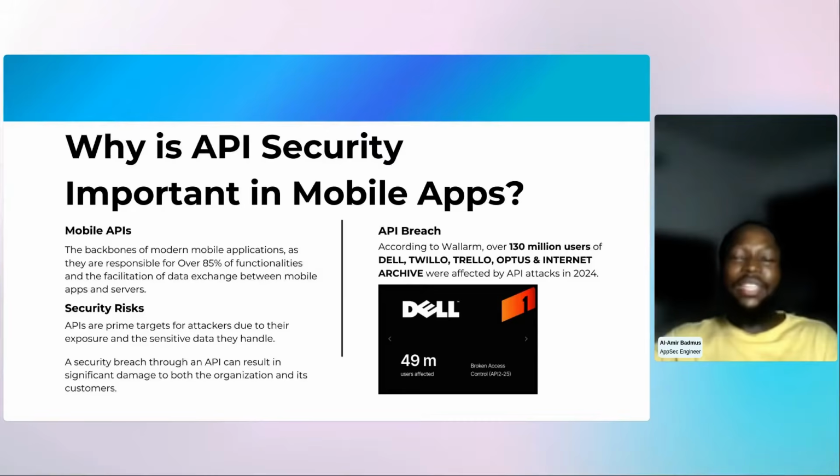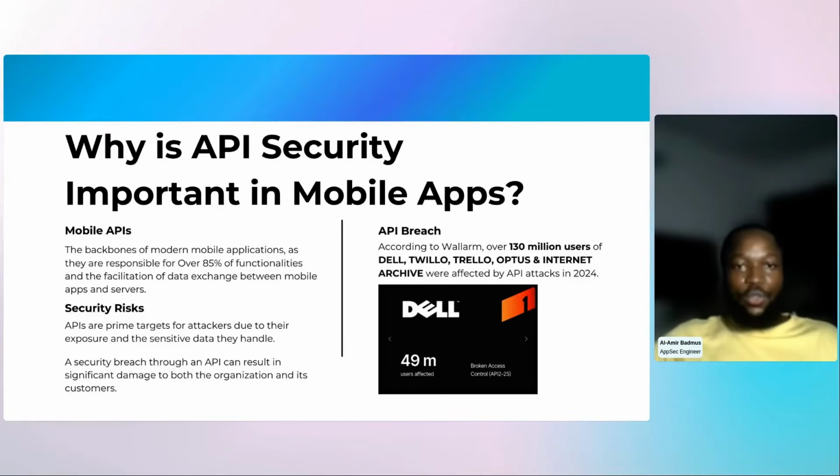Another thing that makes mobile APIs very important is that they are prime targets for attackers because they carry a lot of sensitive data with them. What you might be seeing on your mobile screen might not be what the API is returning. The API might be returning a lot more data than what you are seeing on your screen.